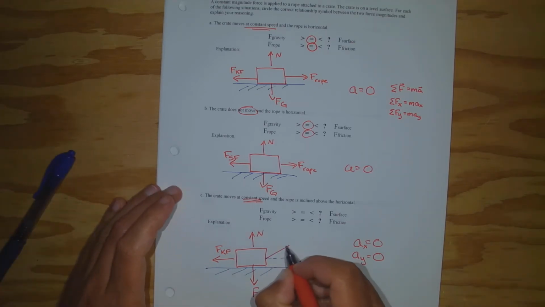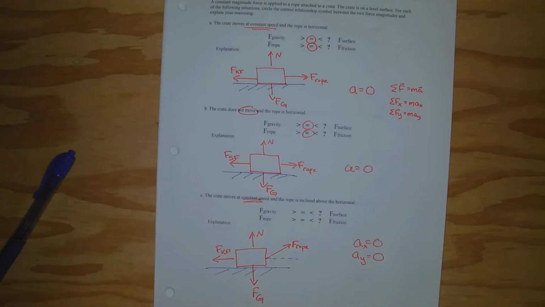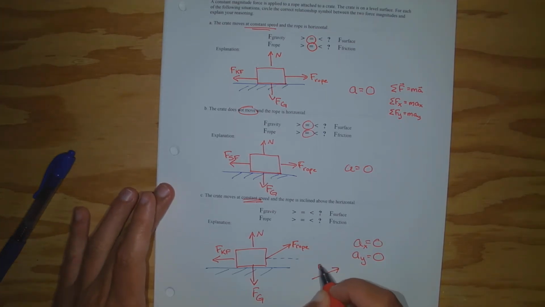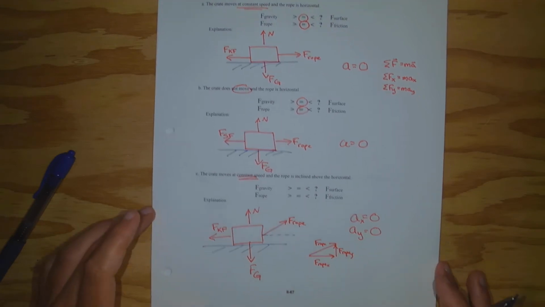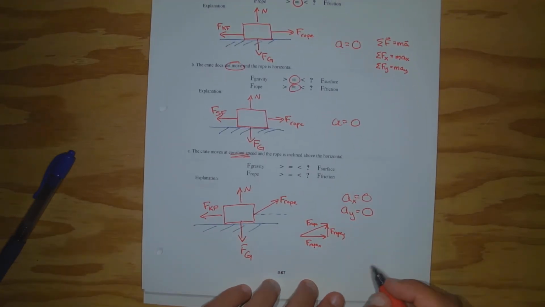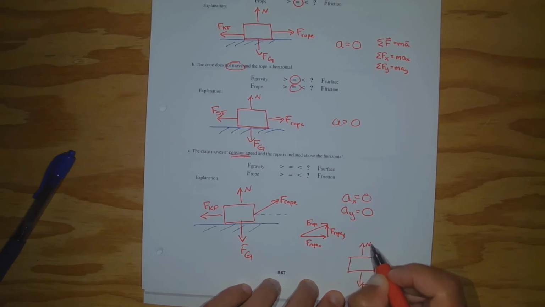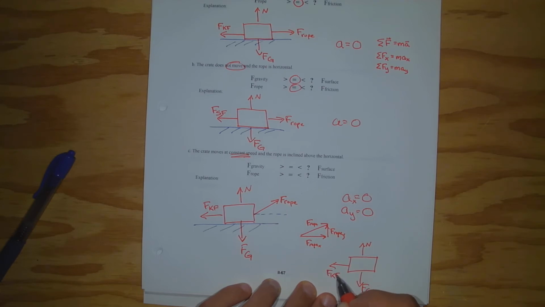So we have the force of the rope acting like this. We can break that force down into components. Let me draw that over here. So we have an x component, and we have a y component. And if you add those components together, that gives you the total force from the rope. I'm going to draw a new free body diagram with the components for the force. I have gravity acting downwards, I have the normal force acting upwards, I have the force of kinetic friction here, I have the x component from the force of the rope, and I have the y component that's acting upwards.